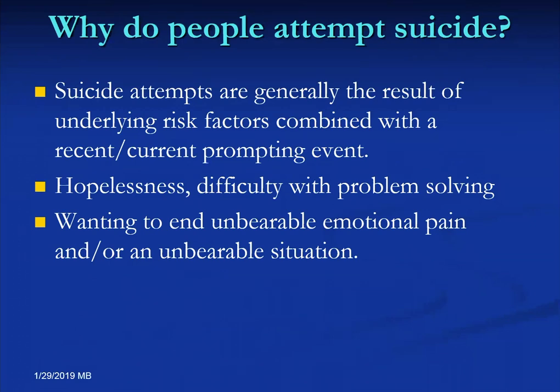Okay, so why do people attempt suicide? We have all of these risk factors. How do these all interact with each other? One way to think about it is suicide attempts are generally the result of some underlying risk factors, whether that's depression or another psychiatric condition, a genetic predisposition, a prior history of self-harm behavior, hopelessness, difficulty with problem solving. So there's usually multiple of these underlying risk factors. And when there's a situation that occurs that, again, is associated with shame, humiliation, extreme hopelessness, that can trigger someone to choose to act in that moment.